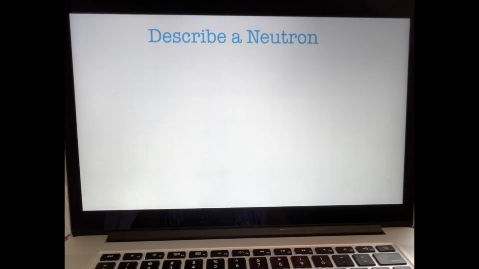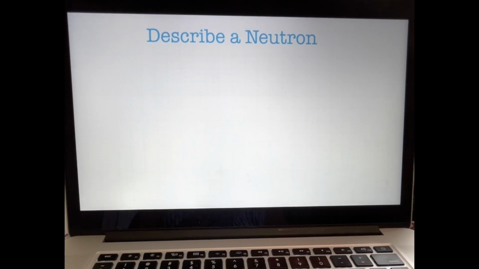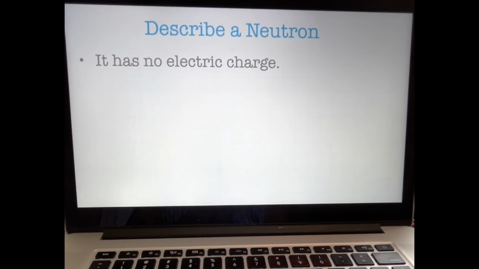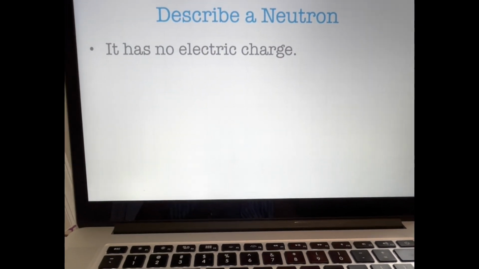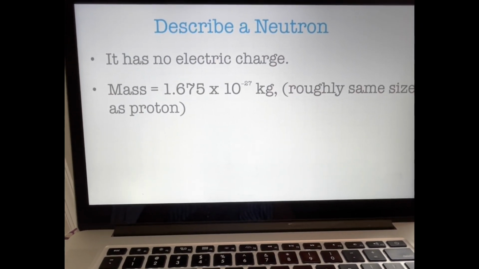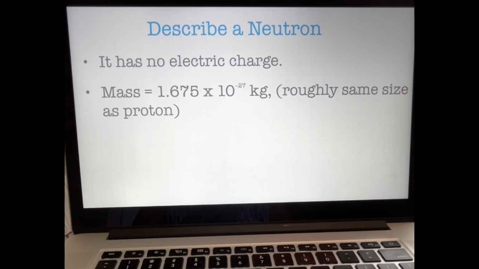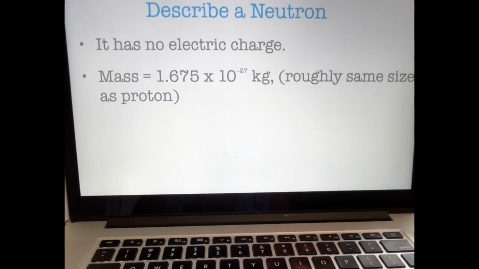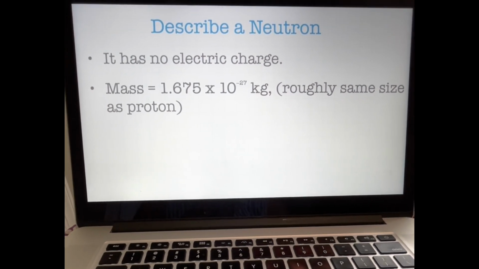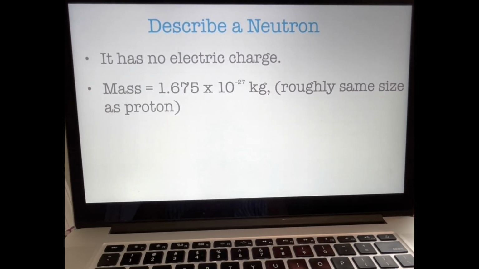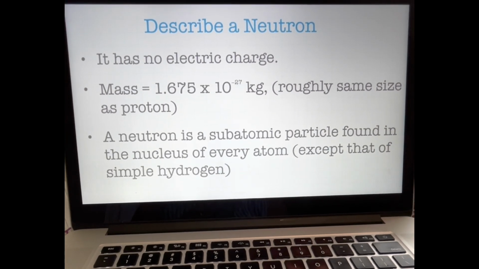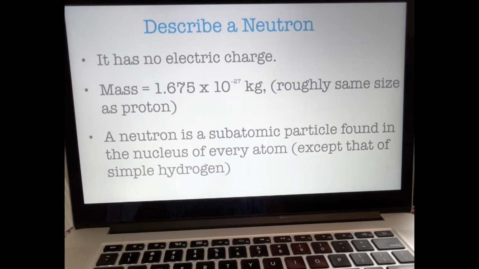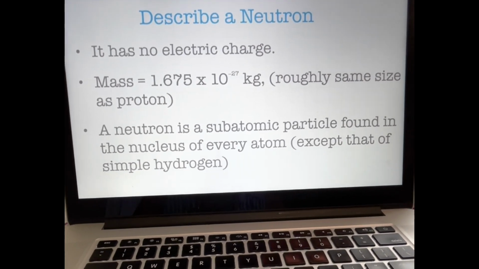All right, now let's finish up with a neutron. It has no electric charge. That's pretty much how it got its name, neutral, neutron. The mass is 1.675 times 10 to the negative 27th kilogram. It's roughly the same size as a proton, so we sort of just say it's about the same size. A neutron is a subatomic particle found in the nucleus of every atom, interestingly enough, except that of hydrogen.